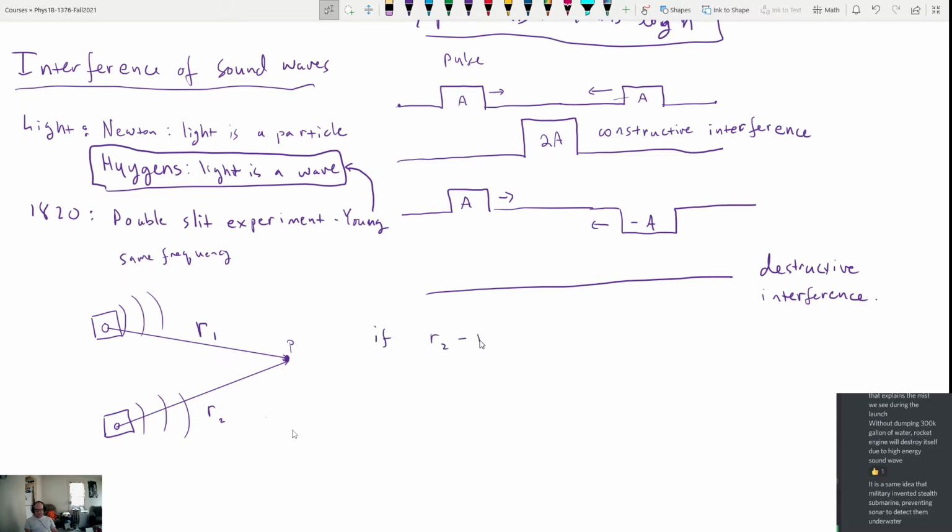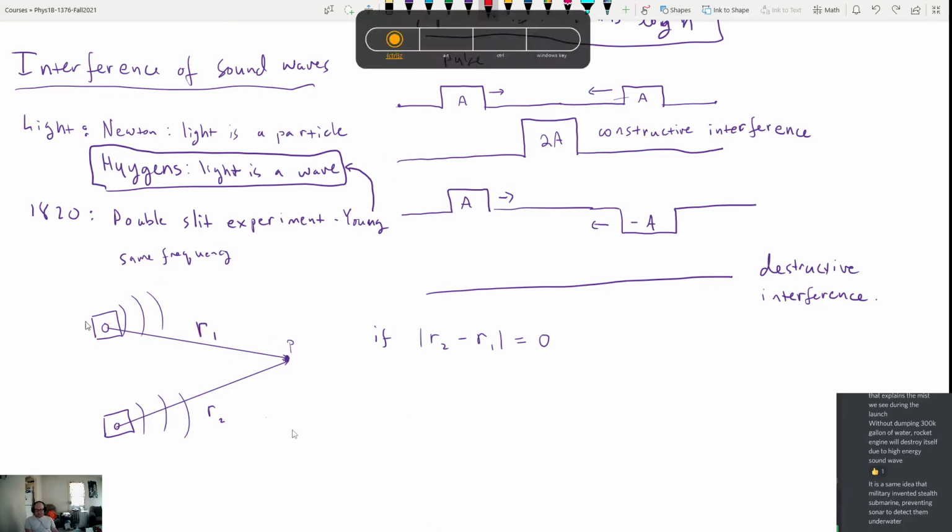Now, if the absolute value of R2 minus R1 happens to be equal to 0, then this is going to lead to constructive interference. And the reason why is because each of these waves is producing sound of the same frequency, and each one starts off at the same point in its wave cycle, and it gets to, this is so hard to draw.